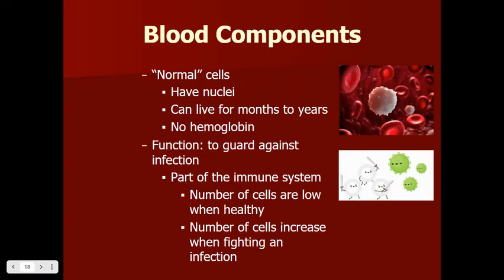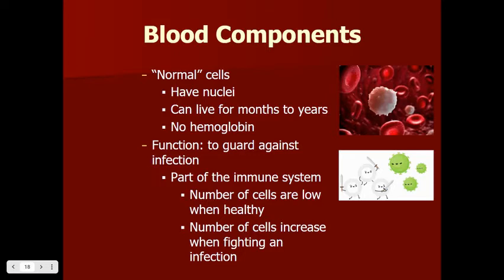White blood cells are considered normal cells. They have a nucleus, they have all the normal organelles, and they have the ability to live for months to years. There's no hemoglobin in these cells, and that's why they are not red, and that's why we call them white blood cells. Their job is to guard against infection.